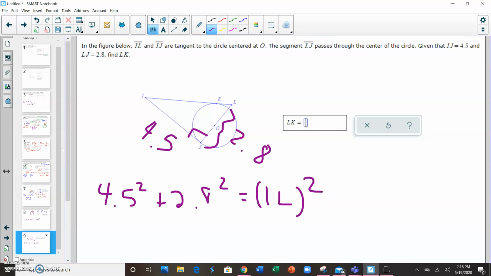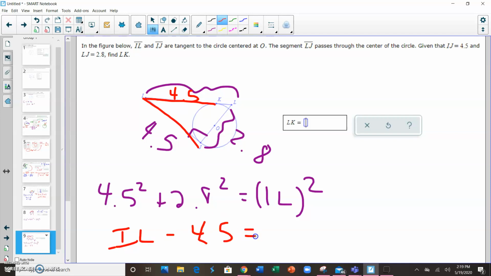Well, once you find IL, this whole length is IL. This is tangent to the circle, and this is tangent to the circle. That means that if this is 4.5, this is 4.5. So once you find IL, you simply subtract 4.5 from it, and that's going to equal KL.